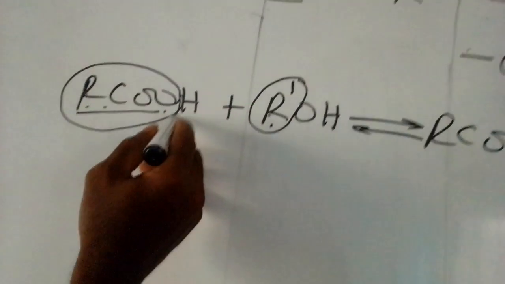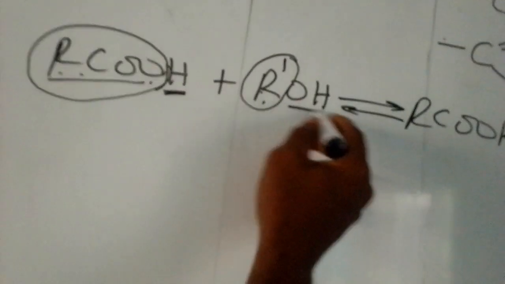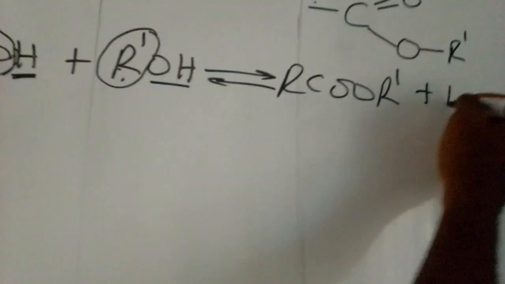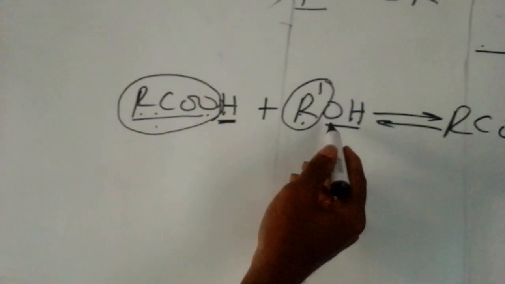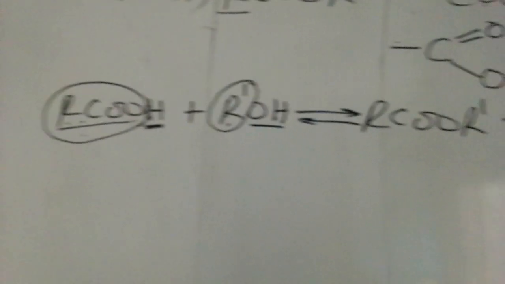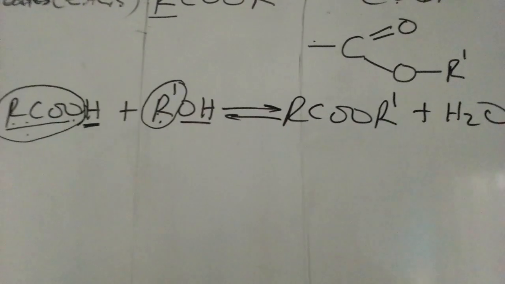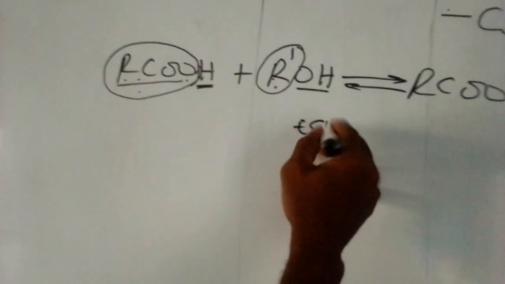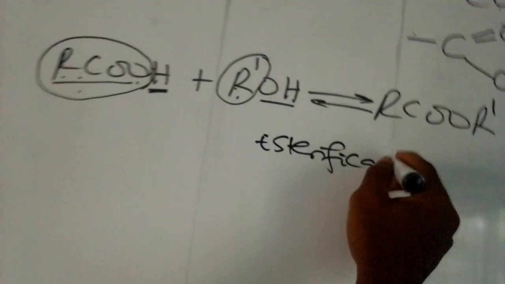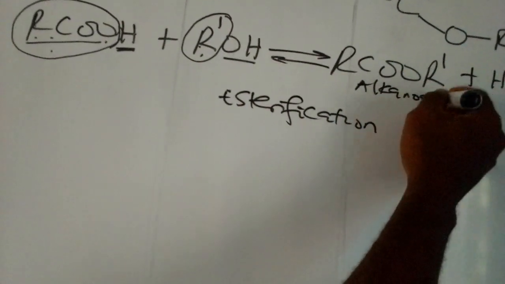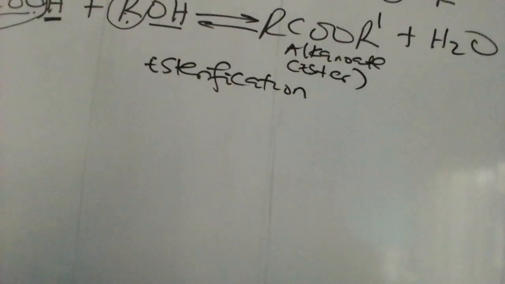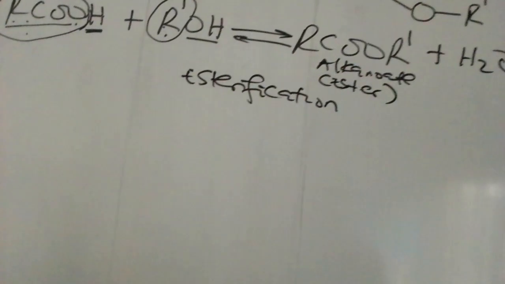That gives us RCOOR'. You see the general formula. While the remaining hydrogen ion will combine with hydroxide to give us water. So the reaction between an organic acid and an alkanol is called an esterification reaction. This compound formed is called an alkanoate or an ester. You normally have a fruity or pleasant smell.